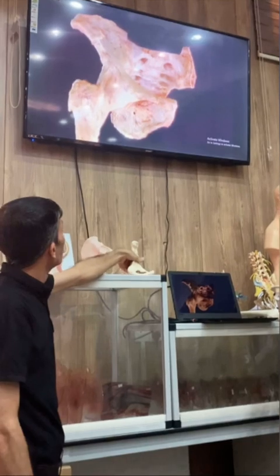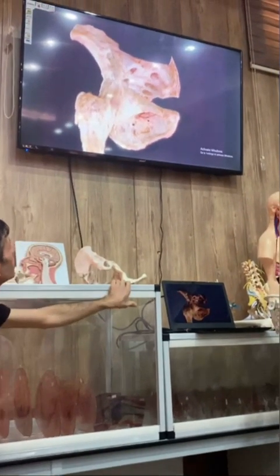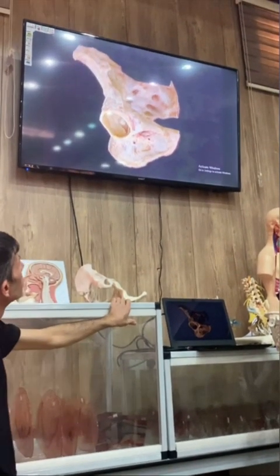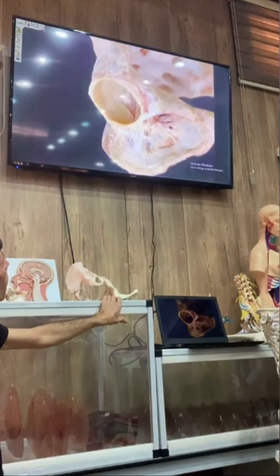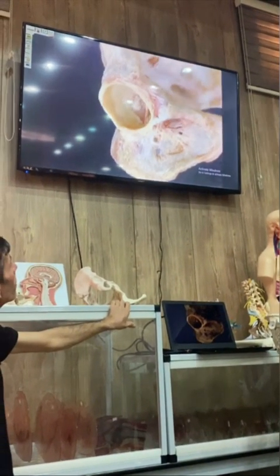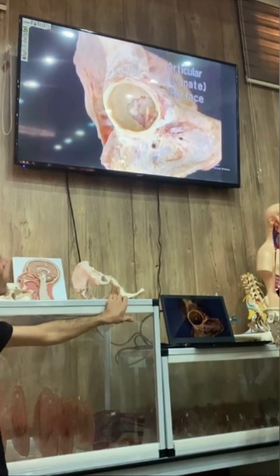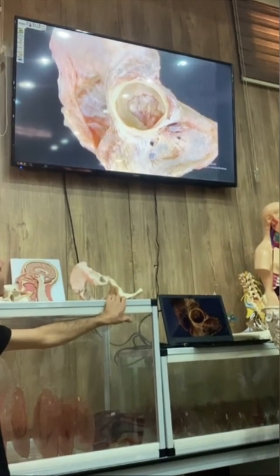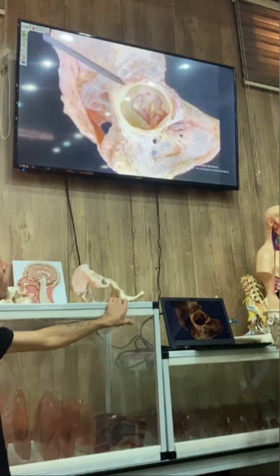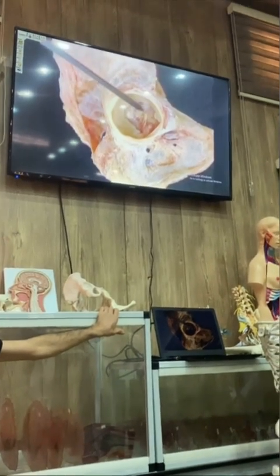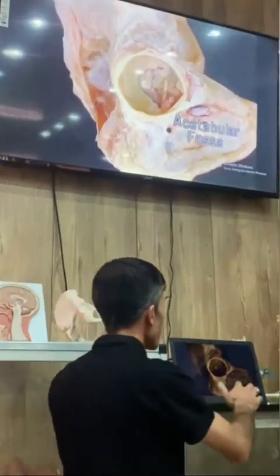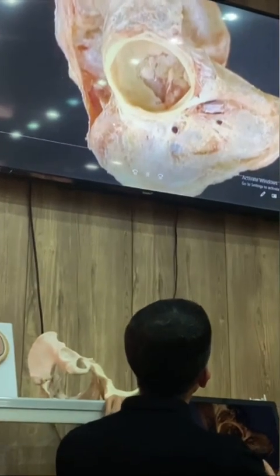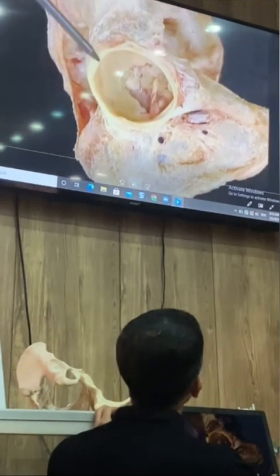Now let's take a look at the hip joint. We'll remove the femur for a moment and look at the acetabulum. Here's the broad C-shaped articular surface, sometimes called the lunate surface. This non-articular part of the acetabulum is the acetabular fossa. Around the edge of the acetabulum, this rim.